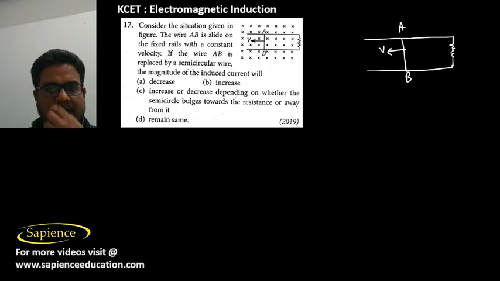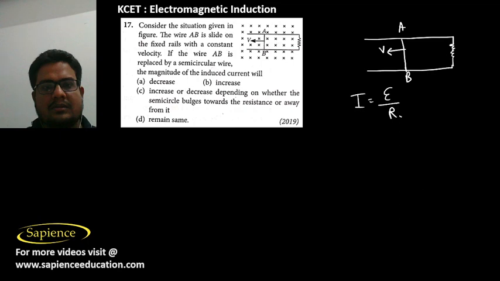Magnitude of the induced current will be equal to the induced EMF divided by the resistance R. The magnitude of the induced current will increase or decrease depending on whether the semicircle bulges towards the resistance. From it, so it will remain the same. So option D is the correct answer.